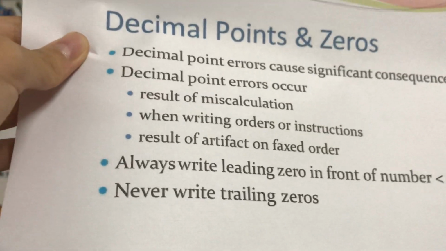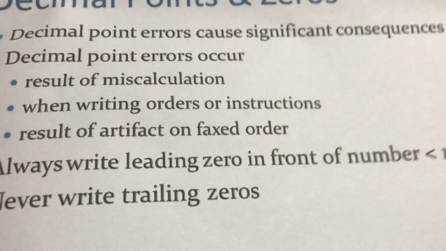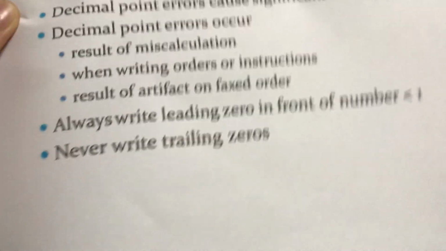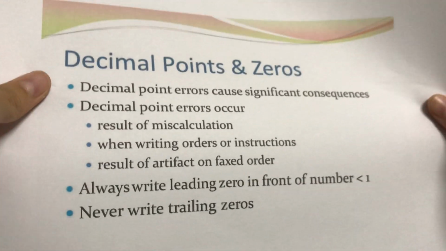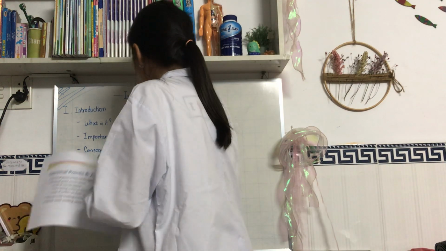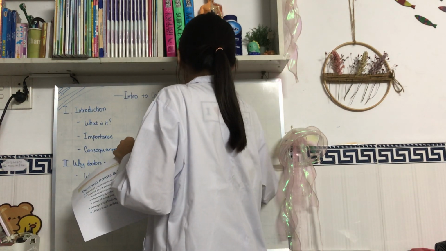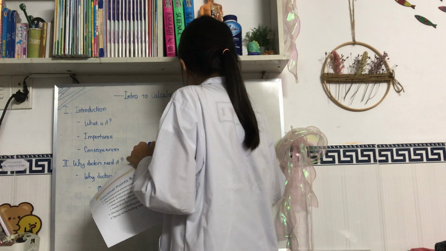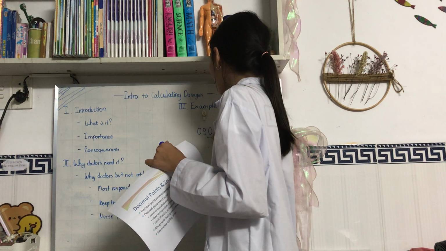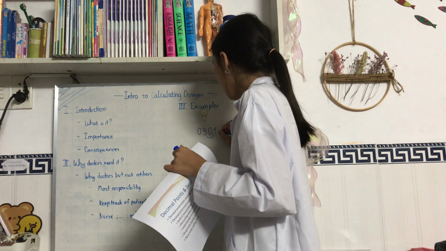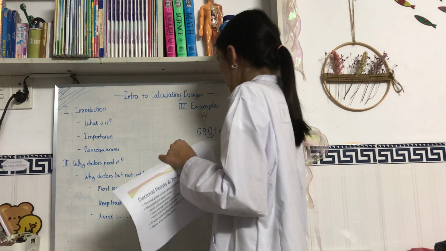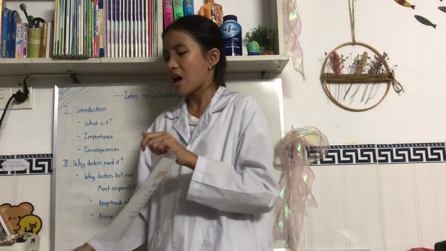When writing a result of artifact or faxed order, sometimes it's the cause of the computers, but that is a rare case. Always write leading zeros in front of the number. And yeah, if we have a decimal number, we can put the 0 at the front. And if we move this decimal, if there's an error, we move this decimal to this place, then that will be 90 milligrams per day. So that will leave a significant change.